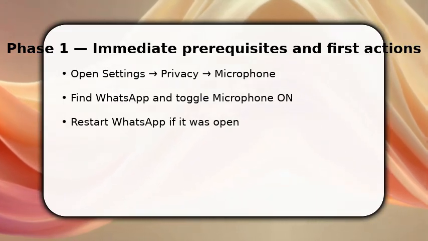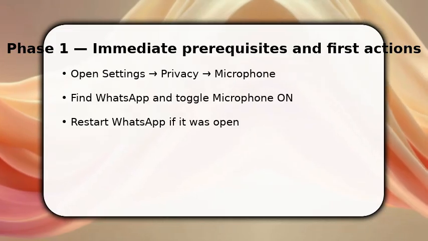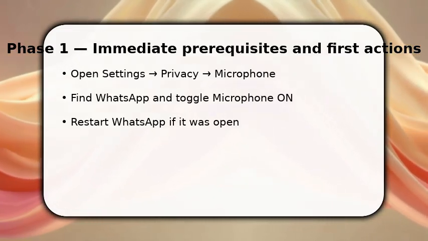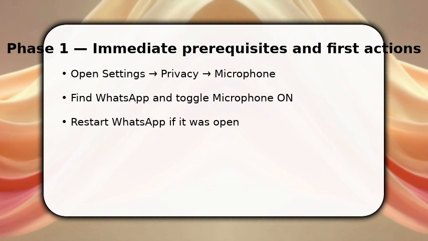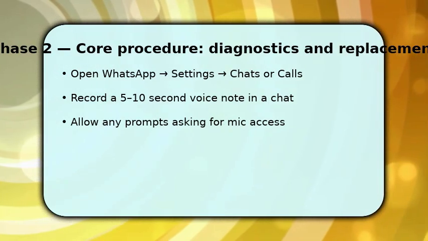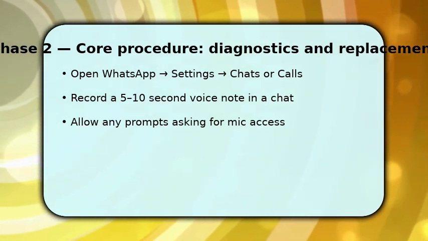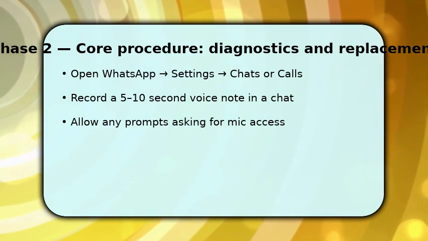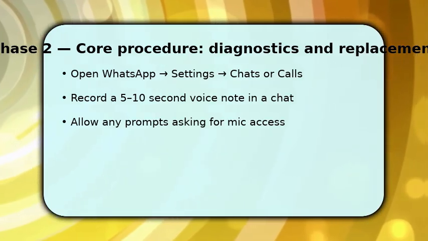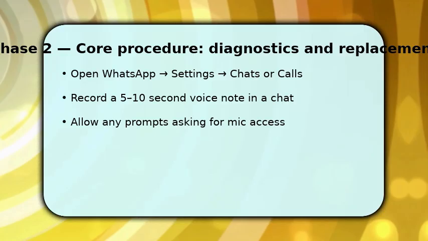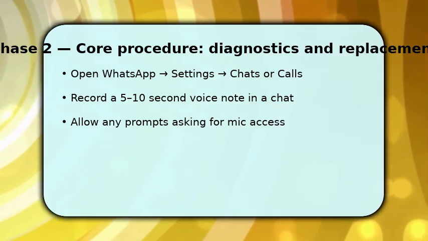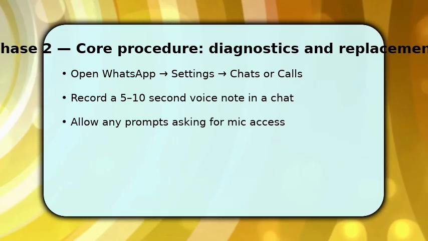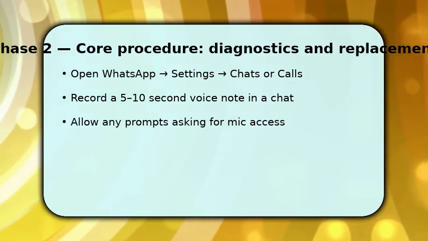If you use screen time limits, check those before continuing, because restrictions can block mic access, even with permissions enabled. Once permissions are set, open WhatsApp and navigate to a chat to test. Tap the microphone button and record a 5 to 10 second voice note. Listen back to confirm clarity. If WhatsApp prompts for mic access again, accept it. That second confirmation ties the permission to your account session.